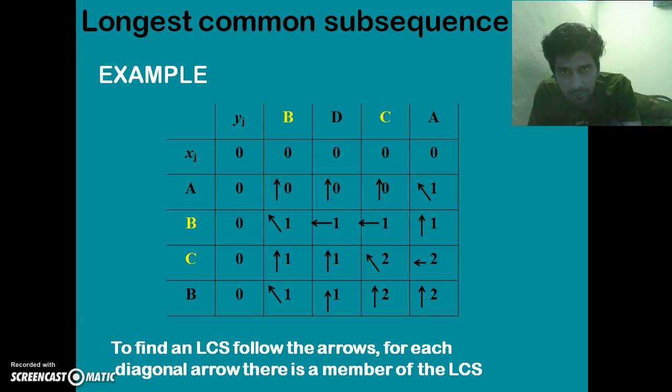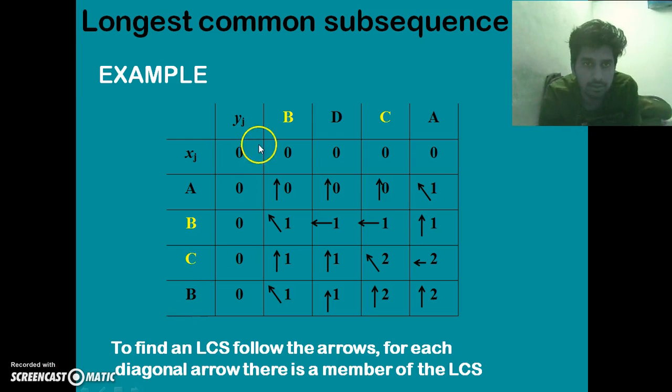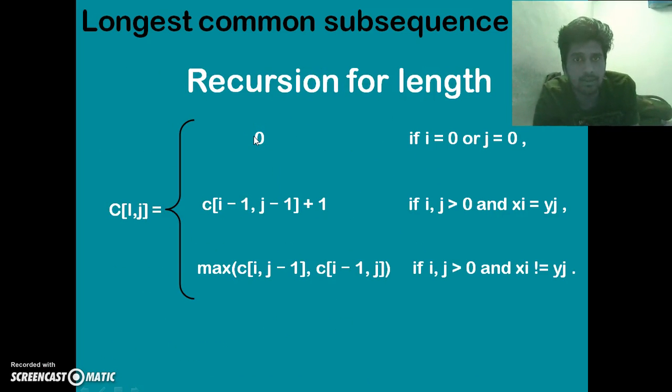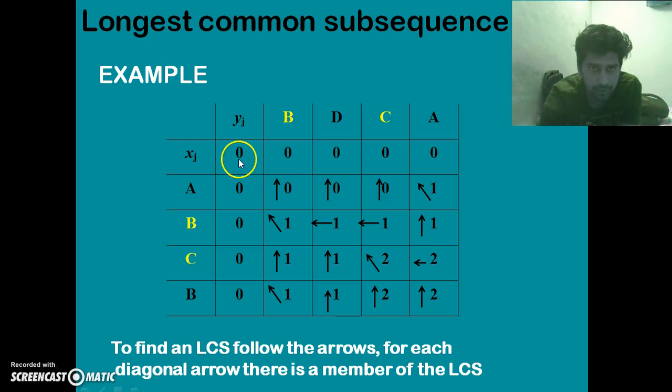Let's have a look at an example of longest common subsequence. These are the yj values and this is our first subsequence, PDCA, and these are the xi values, BABCB, our second subsequence. So we are putting 0 in this row and 0 in this column by our recursion for length. If i equals 0 or j equals 0, we have to put a 0 in our c of ij. So we are putting 0.